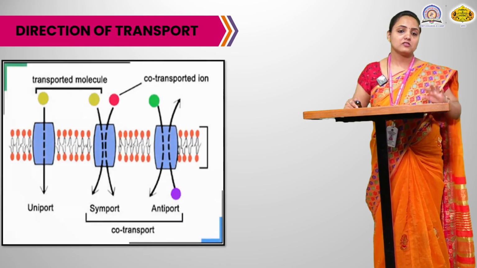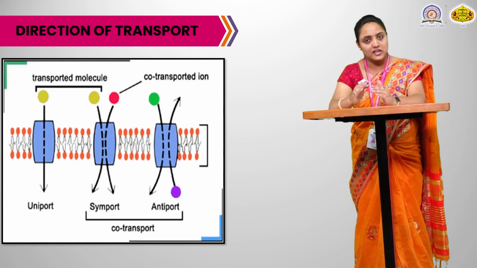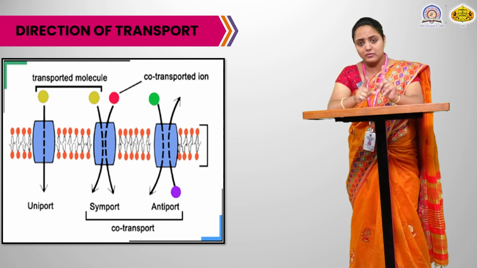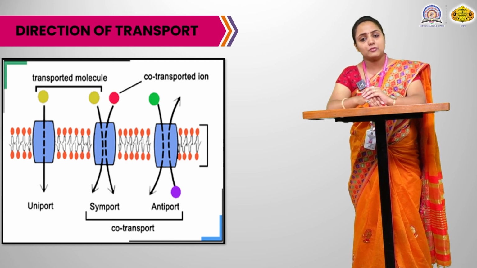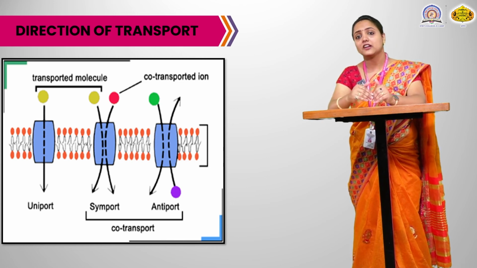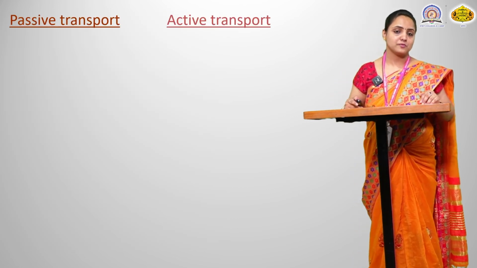Now again I can show you the diagram. The first diagram is of the uniport: the molecule is transported in one direction, only one molecule. In the symporter, two molecules are transported, but again in the same direction. And in the antiporter, two molecules are transported, but in the opposite direction. That is also called co-transport.